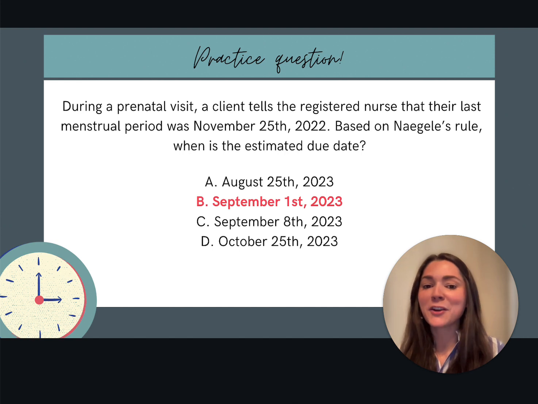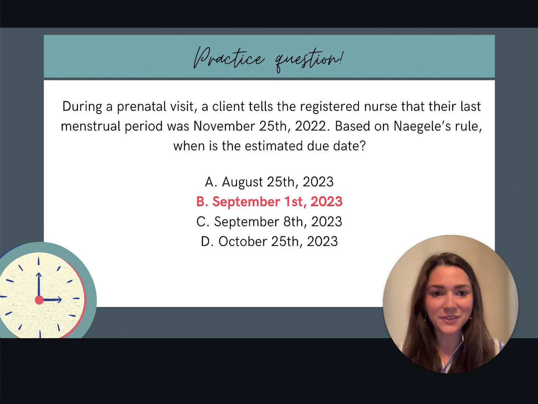Well, remember, first we need to add 1 year, so that takes us to November 25th, 2023. Next, we subtract 3 months, taking us to August 25th, 2023. Then we add those 7 days, getting us our answer of September 1st, 2023. Notice how in our other answer choices, we had a couple of trick dates that could have stumped us if we forgot one of those steps of Naegele's rule. That's why it's so important to remember all 3 of those steps to calculate an accurate due date.